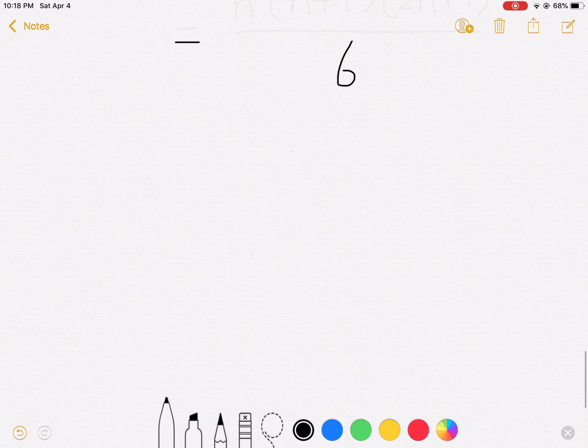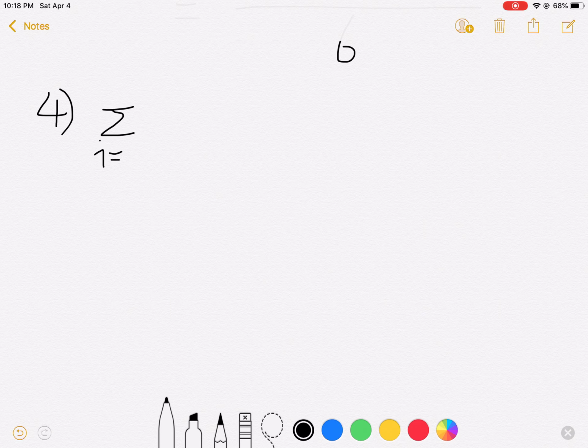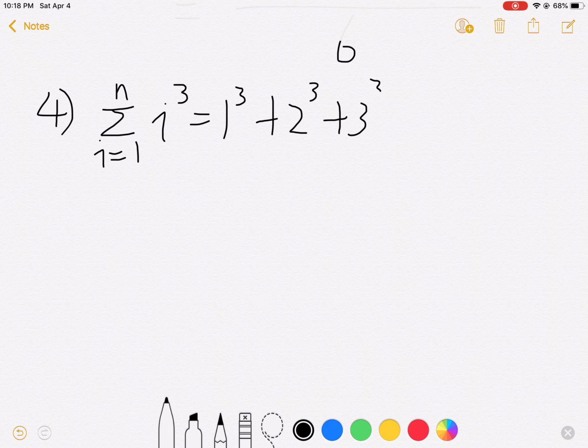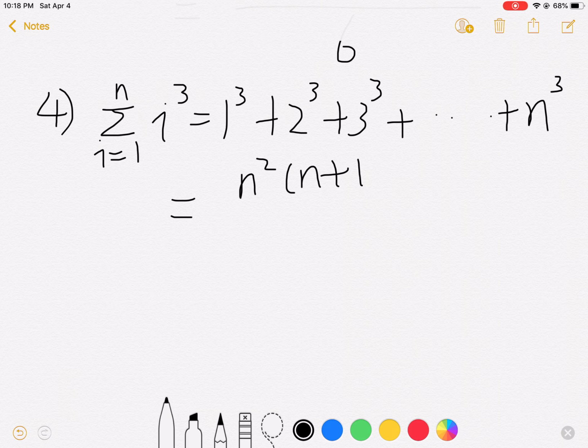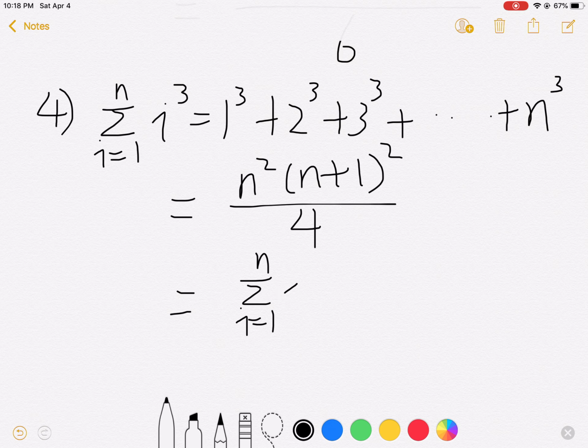The fourth formula is the summation i from 1 to n of i cubed. So this is 1 cubed plus 2 cubed plus 3 cubed, plus the last one is n cubed. The formula is n squared times n plus 1 squared over 4. This is actually the square of the summation i from 1 to n of i.